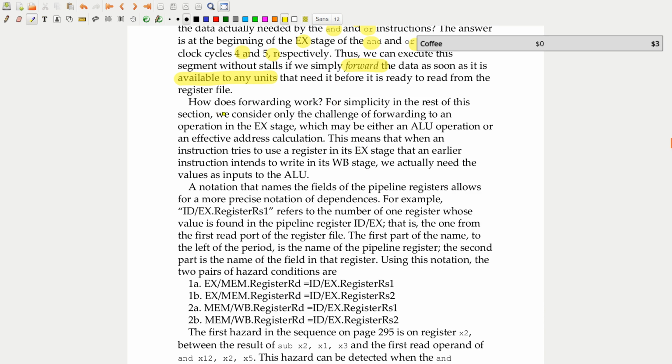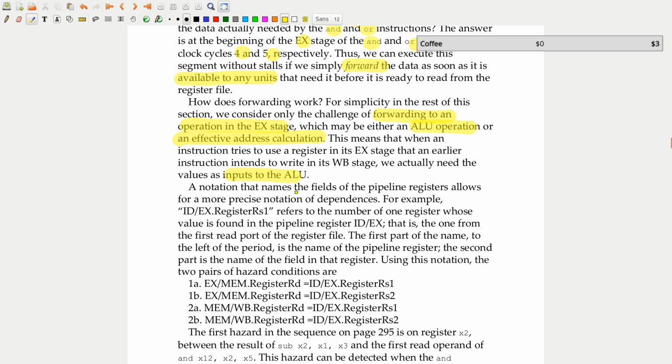For simplicity, in the rest of the section, we consider only the challenge of forwarding to an operation in the execute stage, which may be either an ALU operation or an effective address operation or calculation. So for memory, we calculate addresses, so this is called an effective address calculation. Okay, so this means that when an instruction tries to use a register in the execute stage, then an earlier instruction intends to write to the write-back stage, we actually need the values as inputs to the ALU. So we need our write-back as inputs to the ALU now, as well as to the register file.